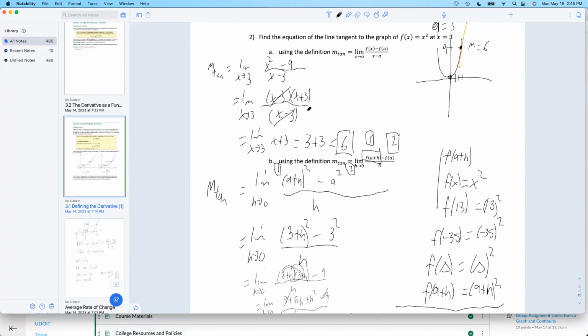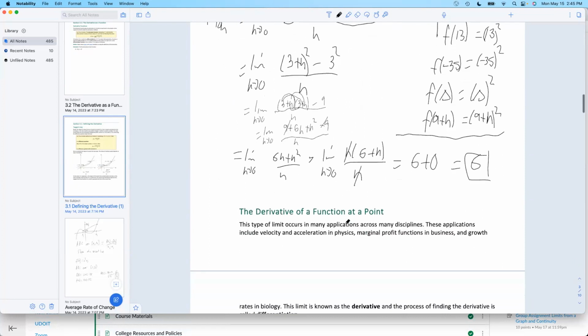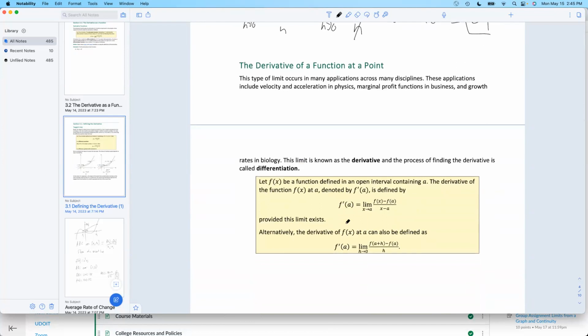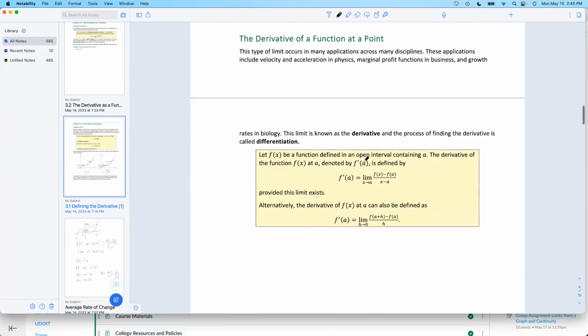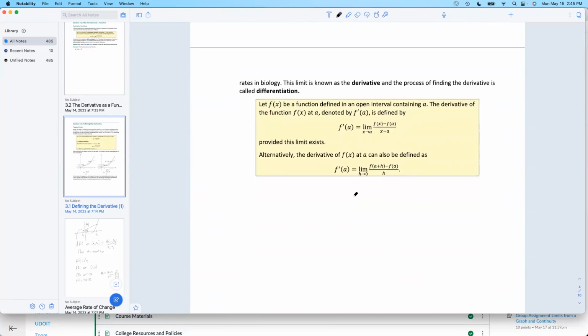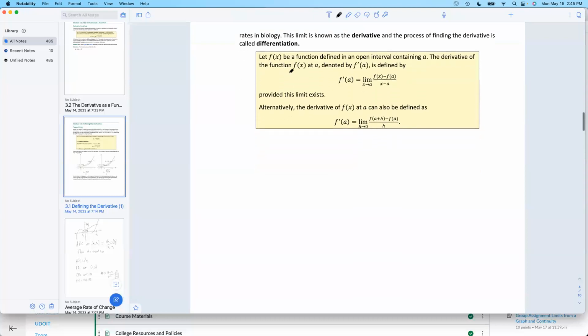And either definition gets you there. Okay. We call this the derivative at that point. So we just found the derivative of f of x equals x squared at x equals 3. And you should write this down in your notes. You're going to be doing so much of this, you're going to have this guy memorized pretty soon. That's a good place to stop for this video.